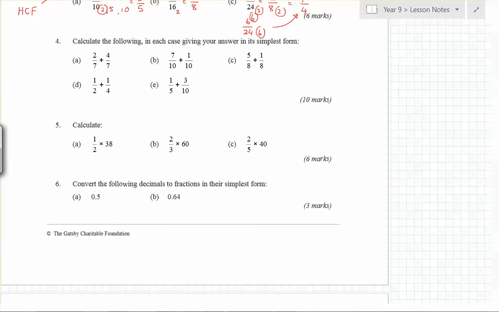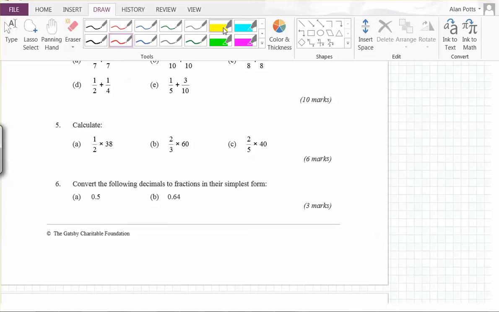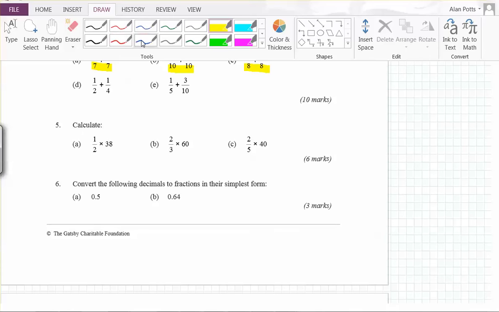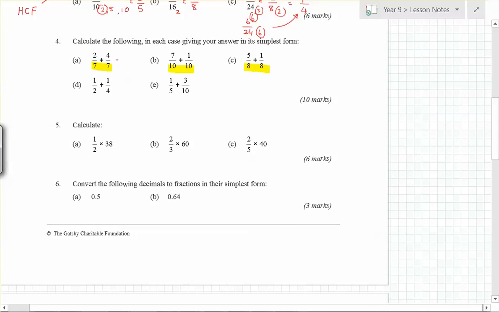It has to have the same denominator. So, because this was the slightly easier test, we know that the 7 and the 7 are the same, the 10 and the 10 are the same, the 8 and the 8 are the same. However, these ones are not. So, we'll do the first ones, which are 6 over 7.